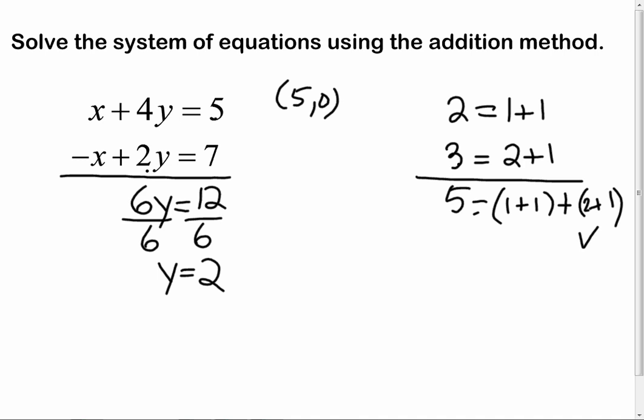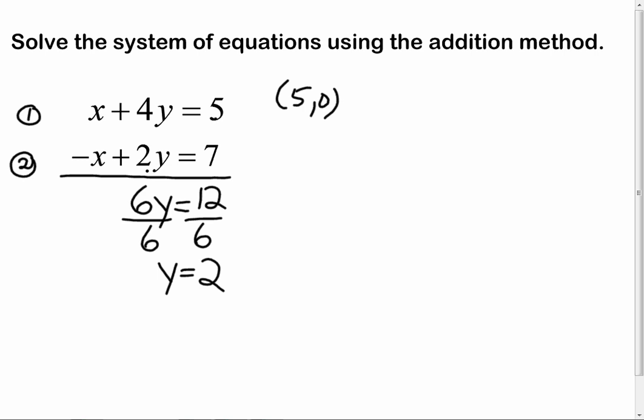So I need to find out what x is. I can work with equation 1 or equation 2. It doesn't matter. So which one do you want to work with? The top one, just because it's the top one. So x plus 4 times y equals 5. Gabe, what's y?